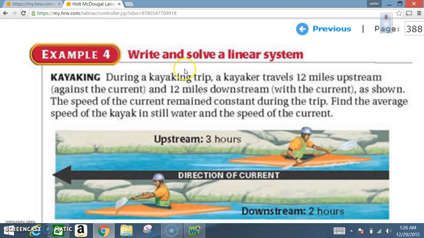Example 4. Write and solve a linear system. Kayaking. During a kayaking trip, a kayaker travels 12 miles upstream, that's against the current, and then 12 miles downstream, that's with the current, as shown. Upstream, that's against the current. The current is going this way. That's the black arrow. Downstream, he's going in the same direction as the current, so that's going to be added to. This will be subtracted from. The speed of the current remained constant during the trip. Find the average speed of the kayak in still water and the speed of the current.